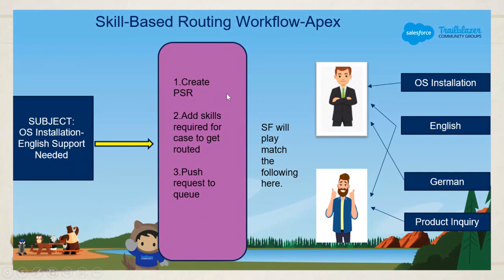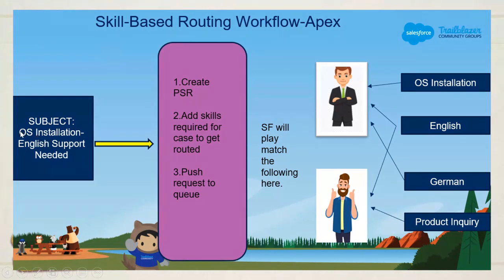First, we need to create a PSR. So what is PSR? This basically creates a request for a case, but you can think of it as being in a draft state. Once a PSR has been created, I need to add the skills required for cases that need to get routed, basically creating a skill requirement for cases. This means what skills are required to address a given case.